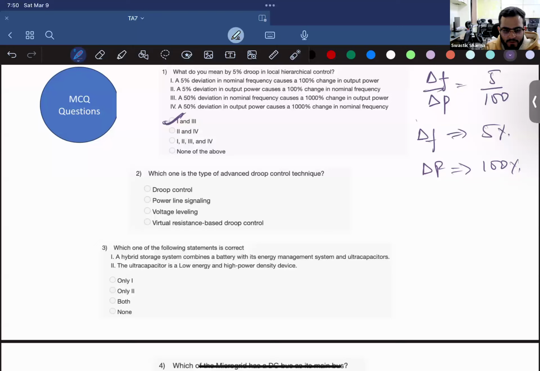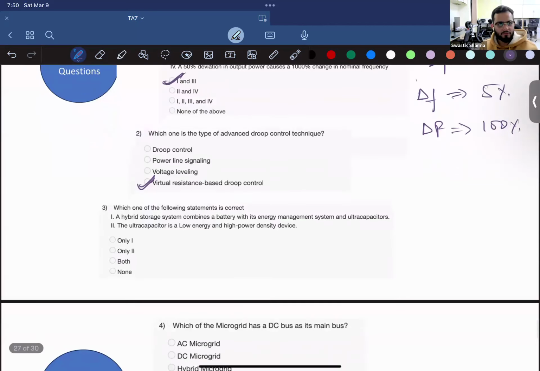So what is an advanced group control? We change how impedance looks. So the answer is virtual resistance based group control. It can be impedance for AC and resistance for DC.